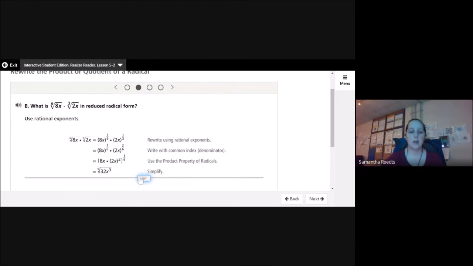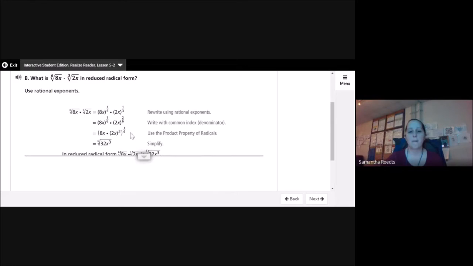I have to write it using a common index. So basically, I changed 1/3 so it had a common denominator. Then I could use this 2 down here, so the numerator became the exponent for the 2x. It's still raised to the 1/6. Then I can simplify. So I have the sixth root of 32x cubed, which I can't simplify any further than that.